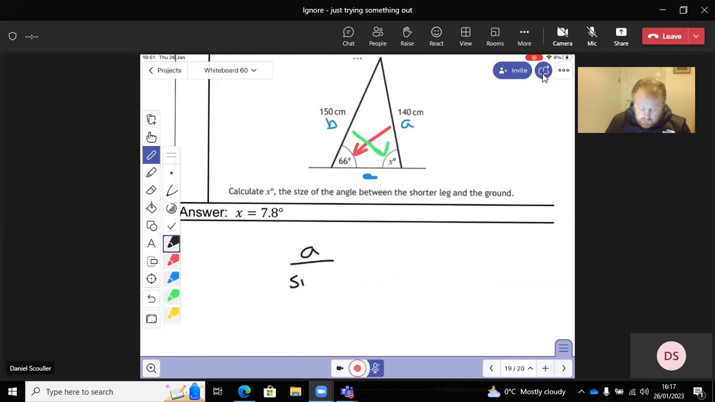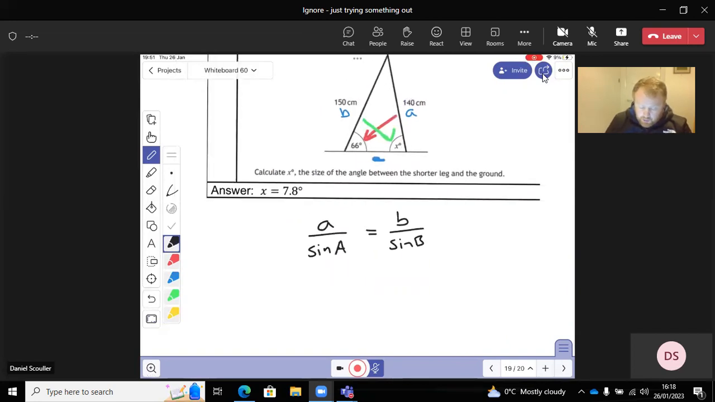A over sine A equals B over sine B. Okay. Now we've labelled up the triangle. So we put in our known. So side A is 140. Angle A is 66.